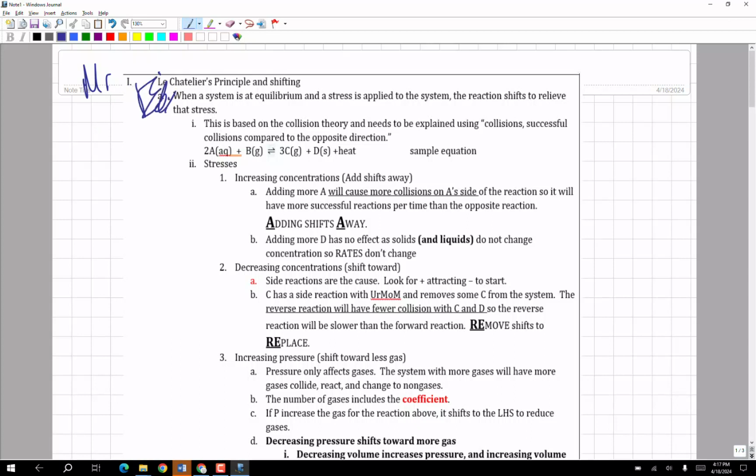Welcome to 10.2, where we're going to talk a little bit about Le Chatelier's principle and shifting equilibrium. So starting off, when a system is at equilibrium and a stress is applied to the system, the reaction shifts to relieve that stress.